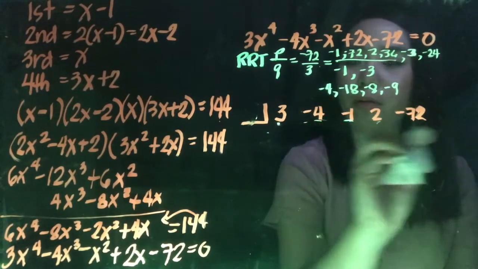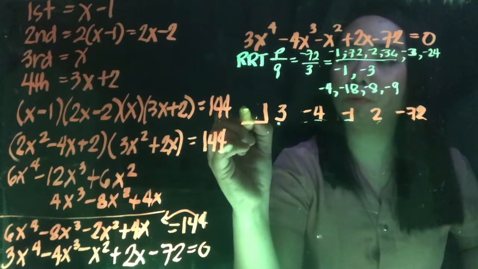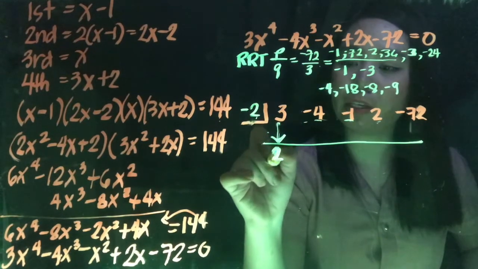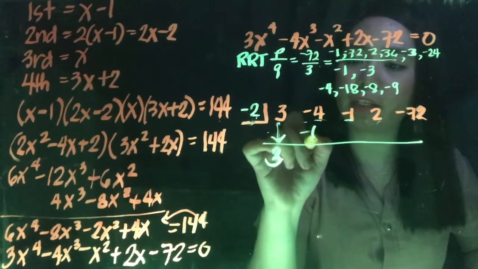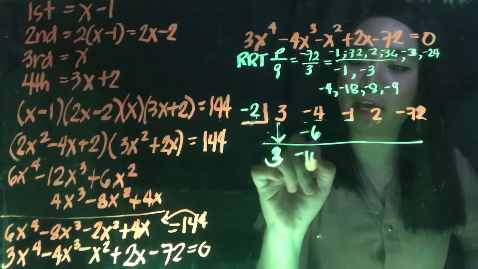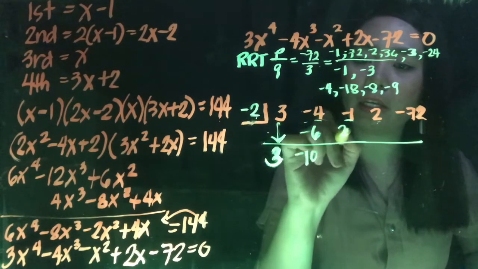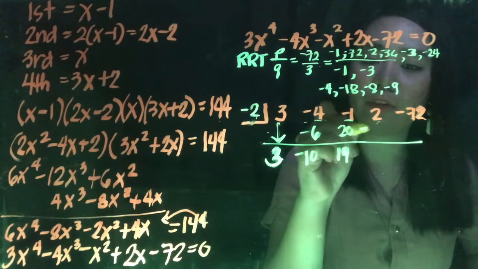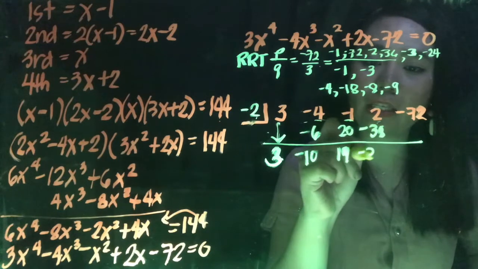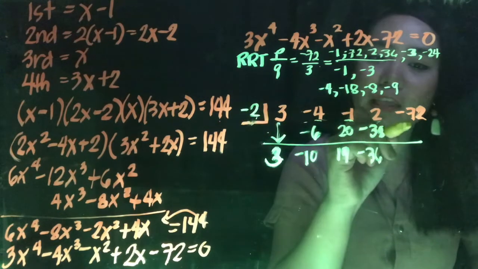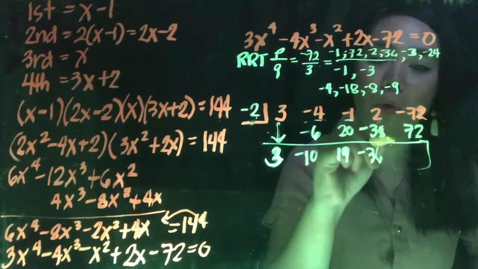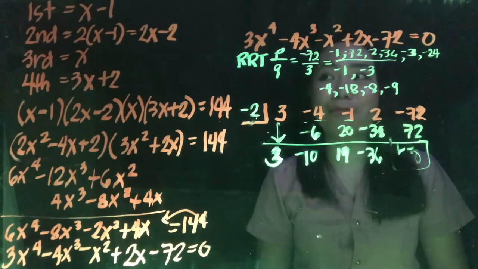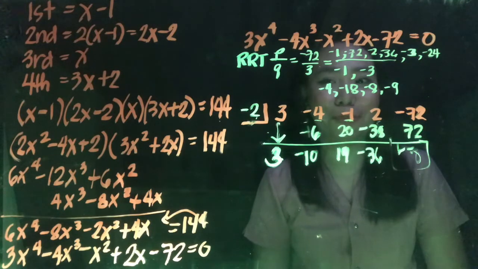Let's try another number. Let's try negative 2. Again, step 1 is to bring down. This is 3 times negative 2, negative 6. So add negative 10, multiply 20, add 19. Multiply negative 38, and this is negative 36 times that one and 72. Wow! R is equal to 0. Now we found out our first value for x, which is negative 2.